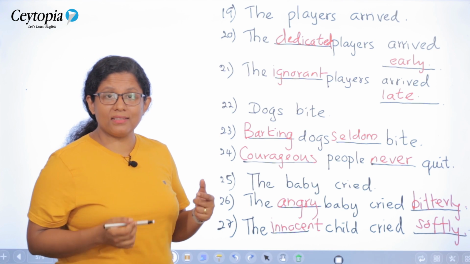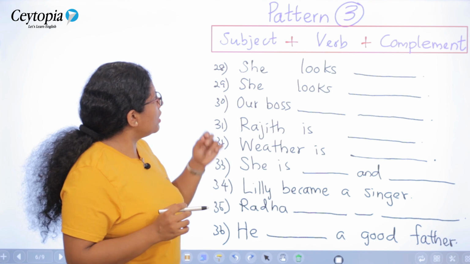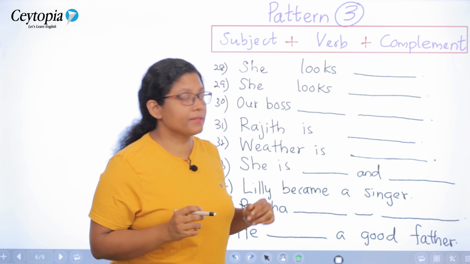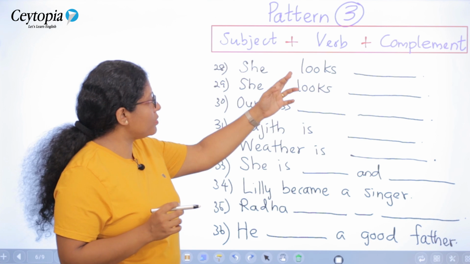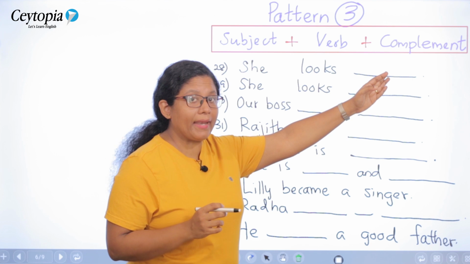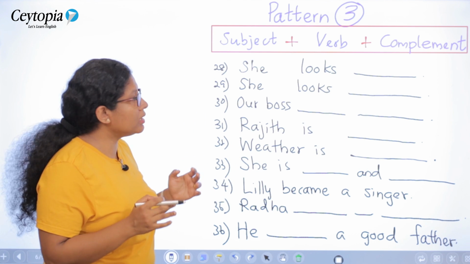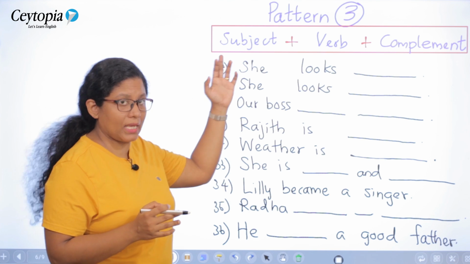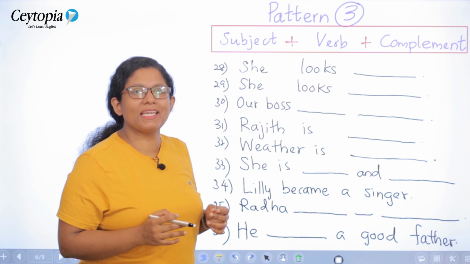Let's move on to pattern 3. In pattern 3 you find 3 components: subject, verb and the complement. As usual, we have subject in the first place, verb next and the complement at the end. So what do these complements do? They provide further information about the subject. Verb does the linking part, therefore we call them linking verbs.